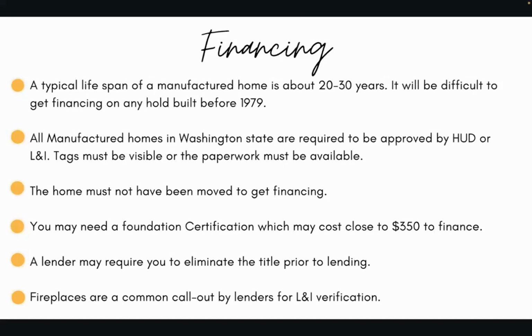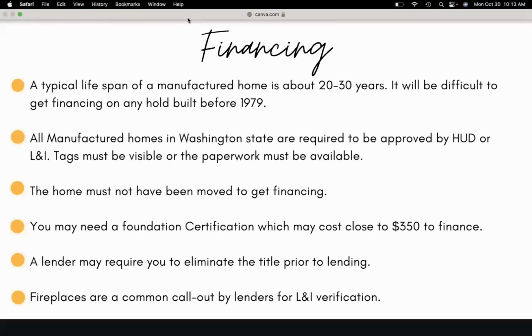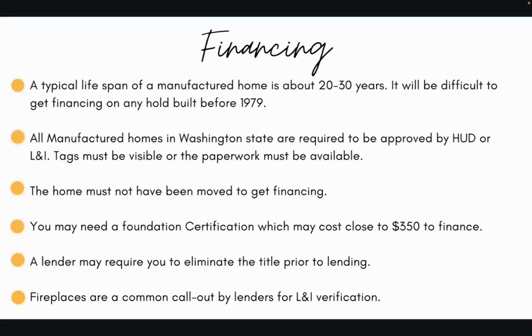When you're thinking about financing, the typical lifespan of a manufactured home is about 20 to 30 years. So a home older than that is going to be difficult to get financing for. I've had difficulty getting anything financed from before 1979. And sometimes you can get a loan for it, but the insurance for it is just crazy and ridiculous in price.